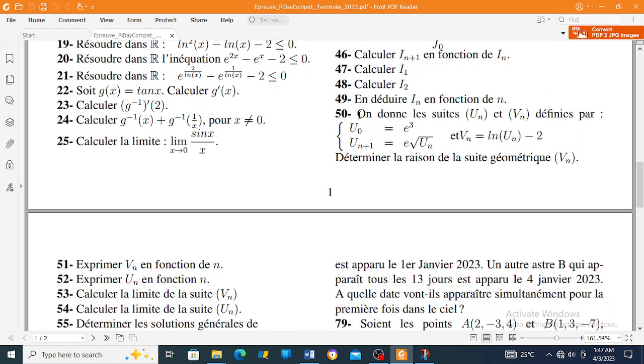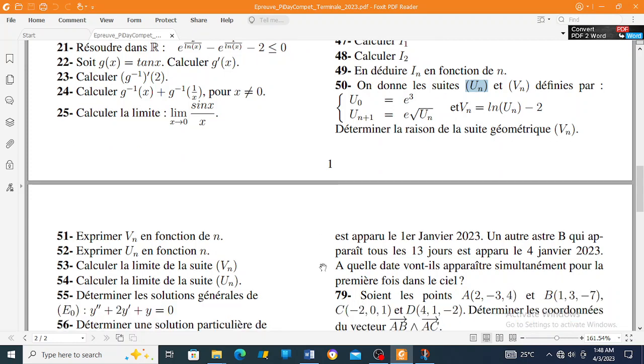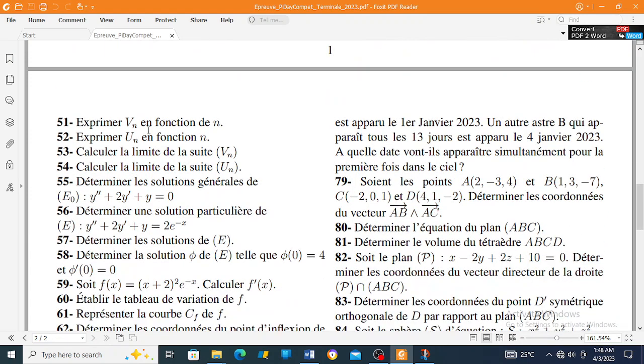Question 50. We are given two sequences un and vn defined by: u0 is e cubed, un plus 1 is e times the square root of un, and vn is the ln of un minus 2. Determine the common ratio of the geometric sequence vn. 51. Express vn in function of n. 52. Express un in function of n. 53. Calculate the limit of the sequence vn. 54. Calculate the limit of the sequence un. So that's what we are going to look at in this video.